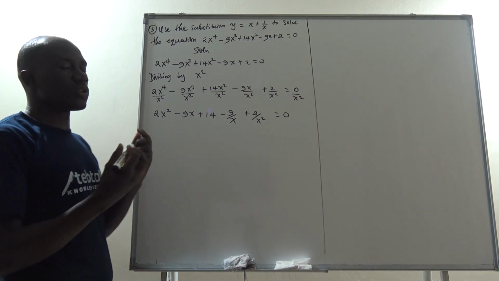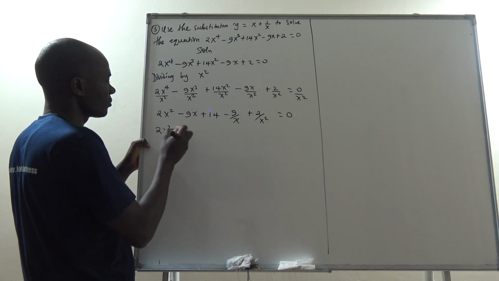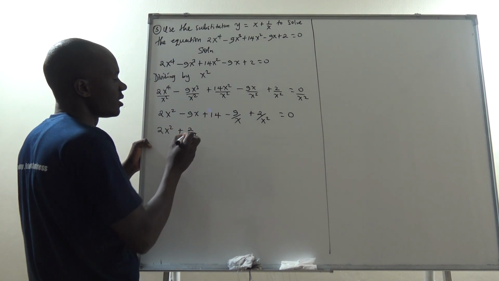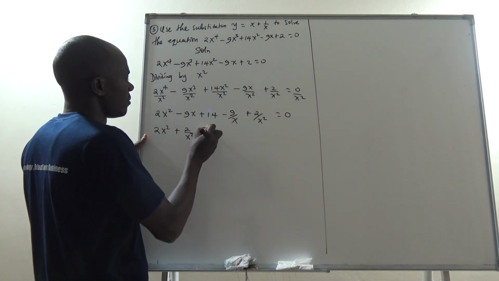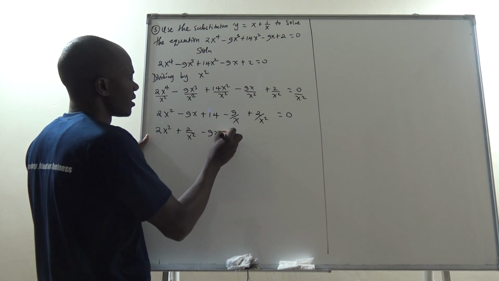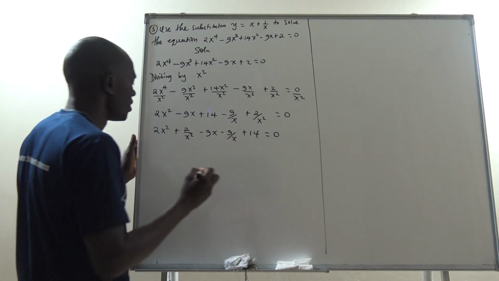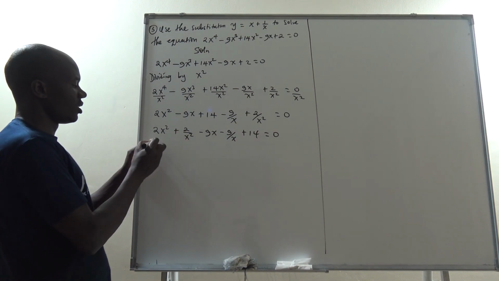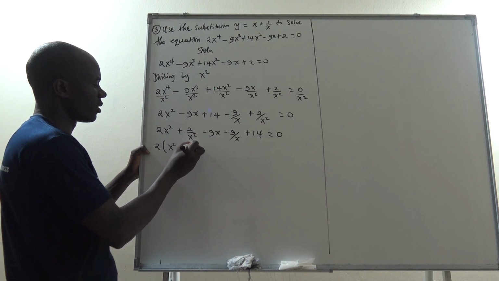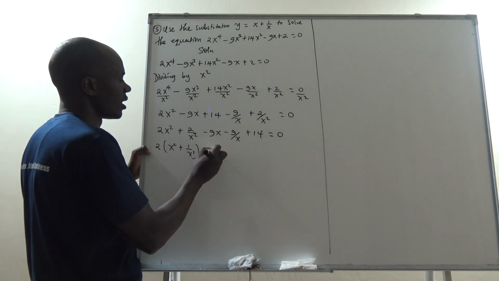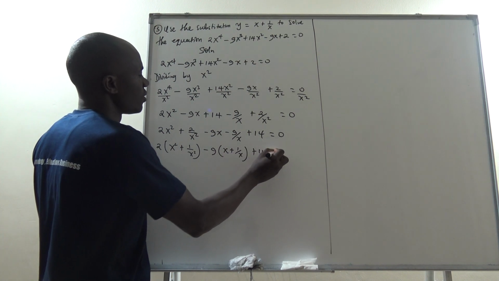Now, we can bring those ones with x squared together. So we are having 2x squared plus 2 over x squared. Again, we got those ones with a degree of 1. That means minus 9x minus 9 out of x. Then we got that one of a constant plus 14 equals 0. So by mere seeing, what is common here is a 2 into x squared plus 1 over x squared, minus, what is common here is a negative 9 into x plus 1 over x, then plus 14 equals 0.